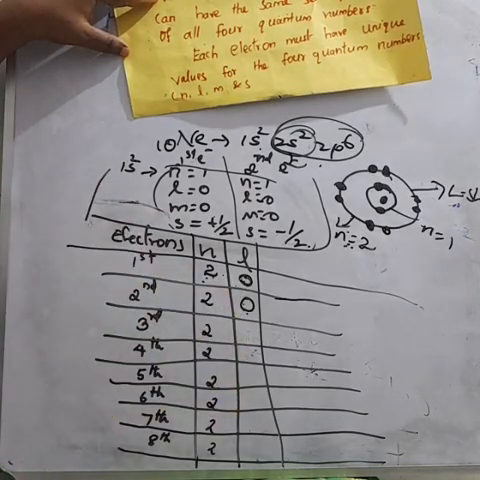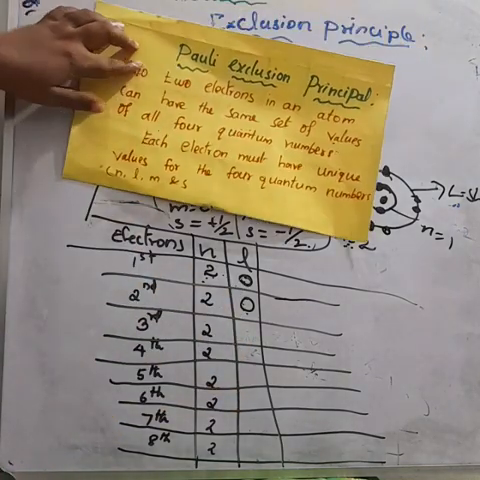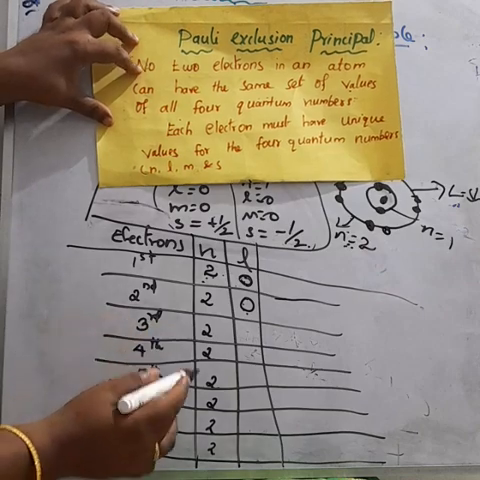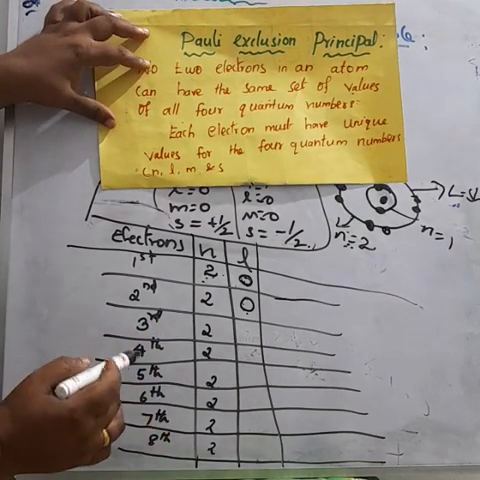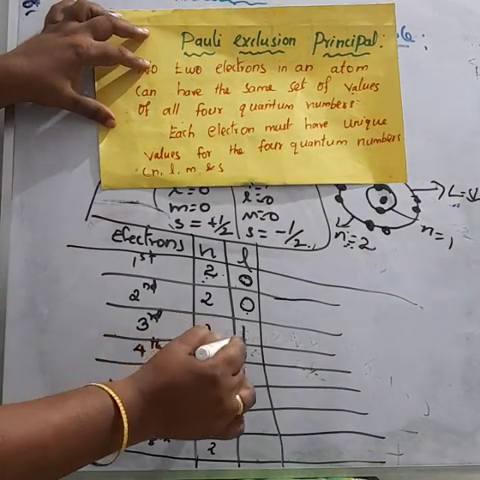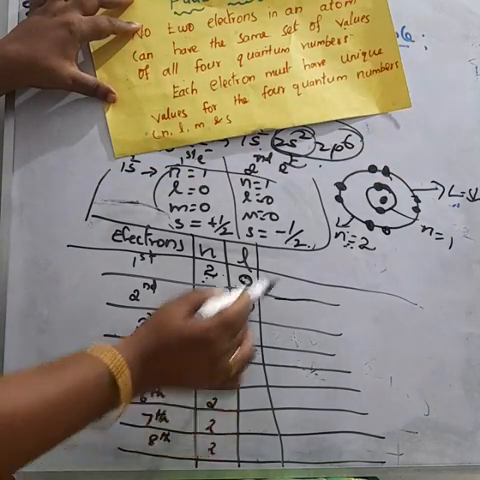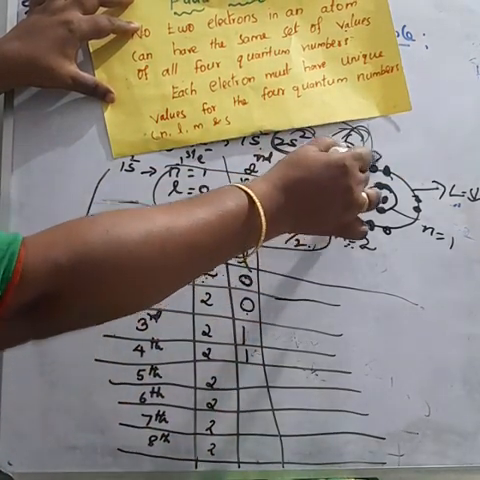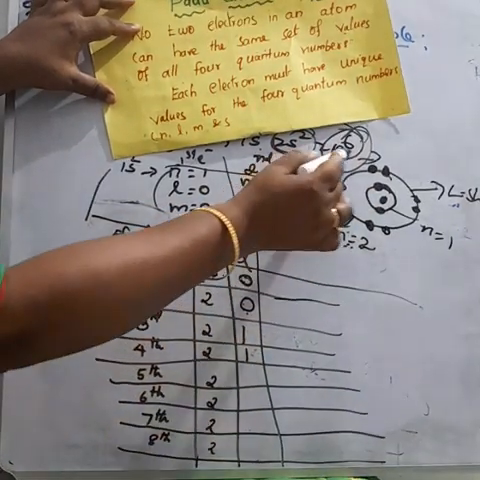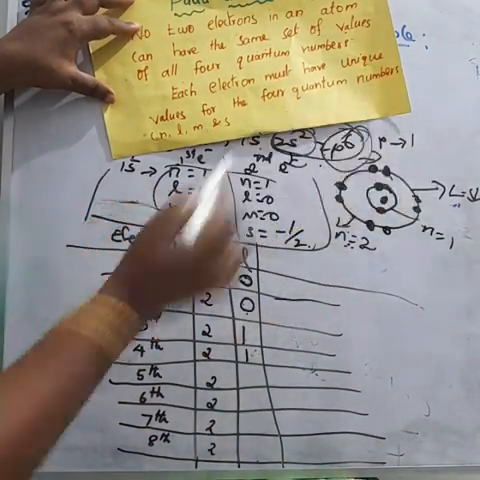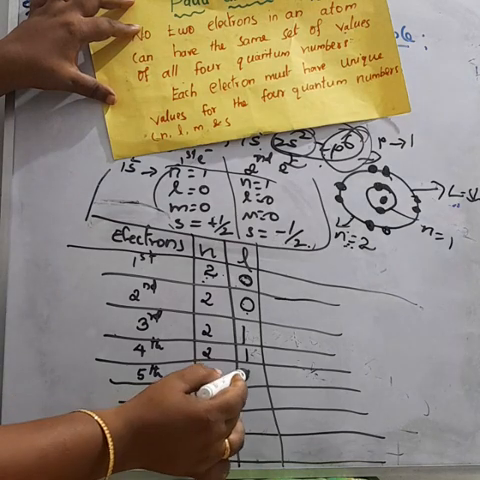And 2p6. All the other electrons are in the p orbital. For the p orbital, what is the L value? 1. So for all the 6 electrons we can write 1. For the p orbital, the L value is 1: 1, 1, 1, 1, 1, 1.